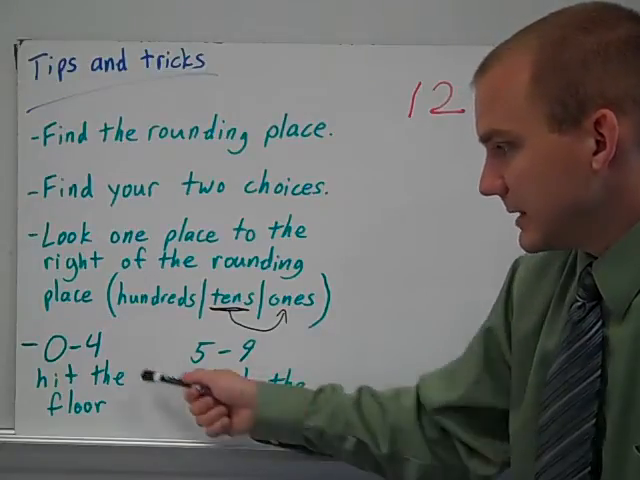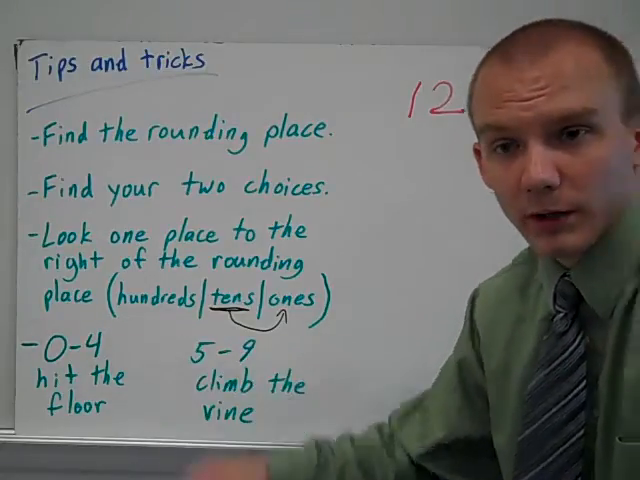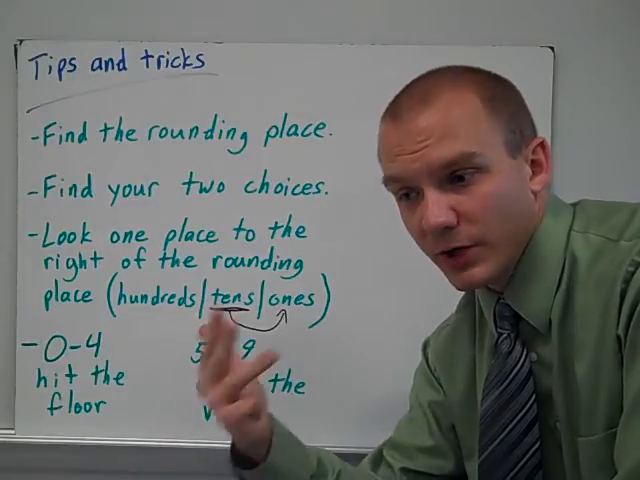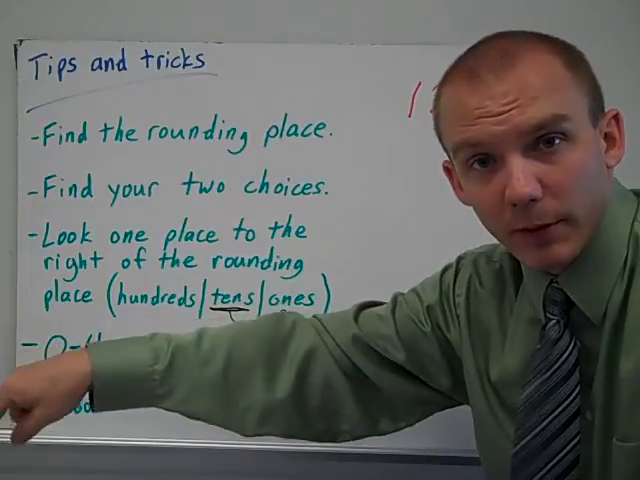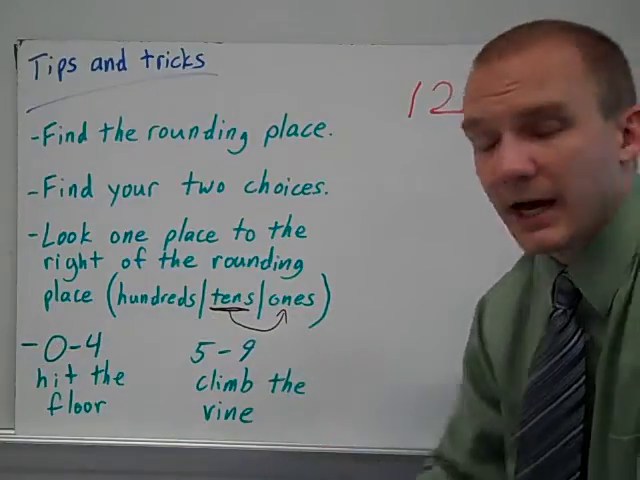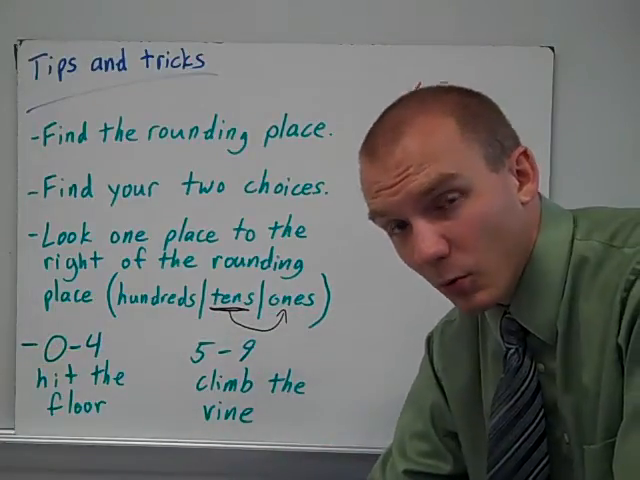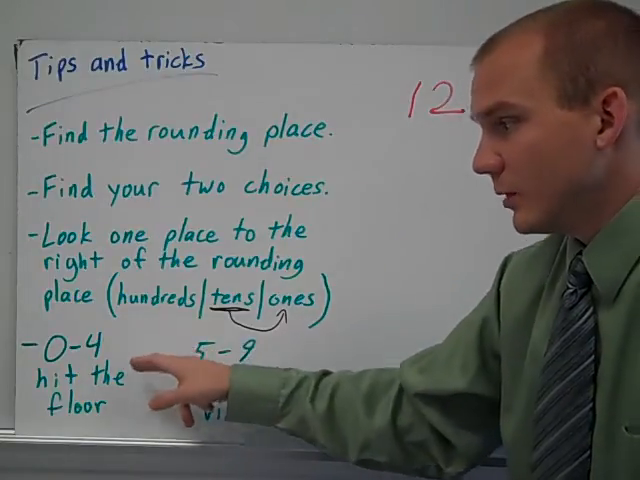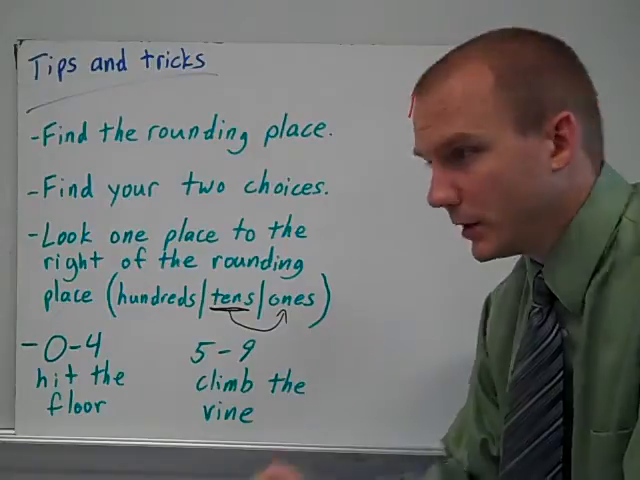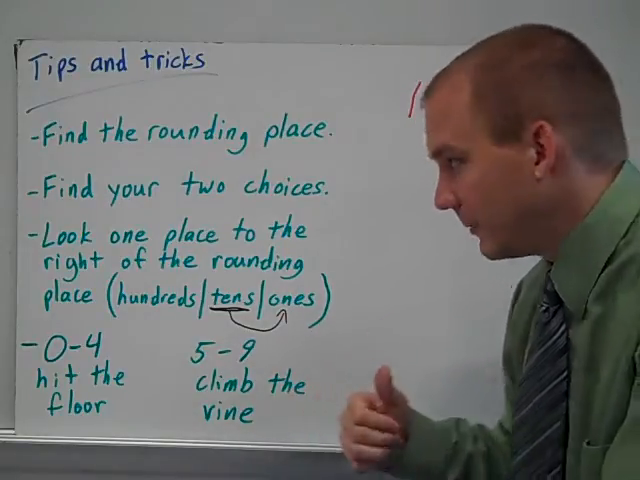Is that ones place 0 to 4? That means it's 0, 1, 2, 3, or 4. If it's 0 to 4, hit the floor, so you go to the lower number. If it's 5 to 9, 5, 6, 7, 8, or 9, you climb the line. You go to the higher number. Again, say it with me: 0 to 4, hit the floor. 5 to 9, climb the line.